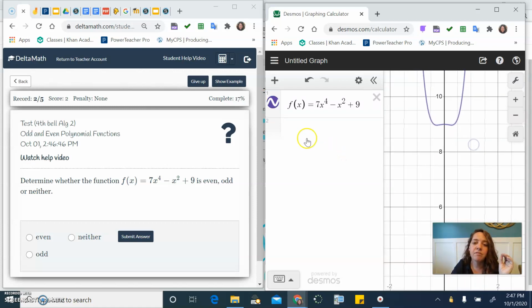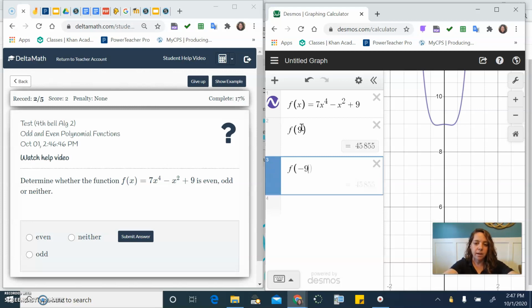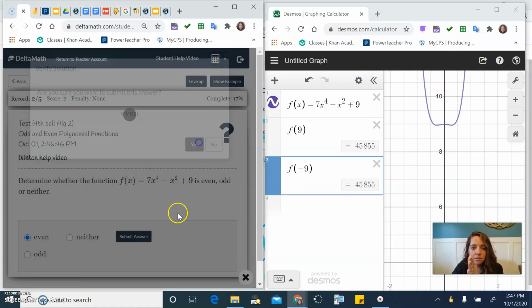What makes it an even function would be, let's pick a couple numbers. Let's pick, I don't know, 9 and the opposite there. So f of 9 and f of -9, and see if we get the same answer. We do. Okay. So same answers here means even. On the graph, if it's symmetrical about the y-axis, that means even. So this one is even.